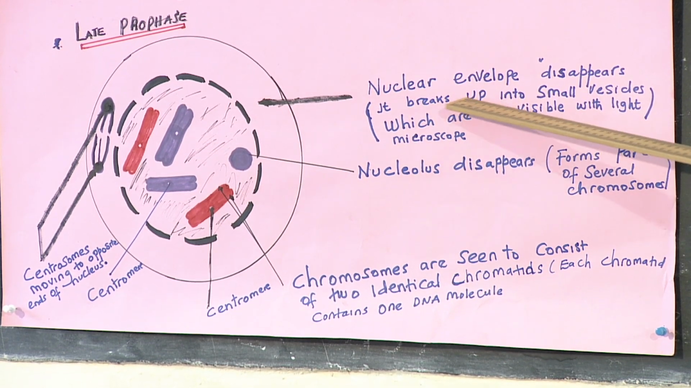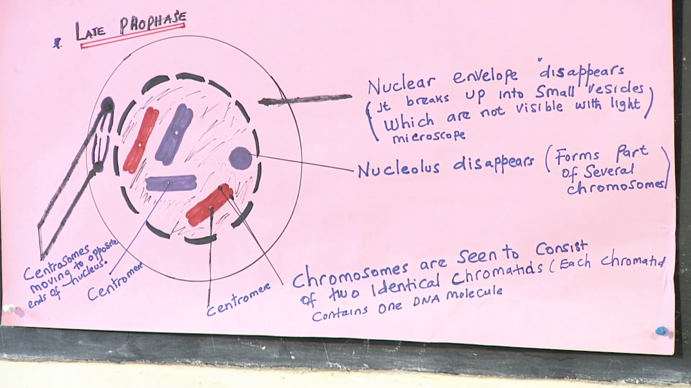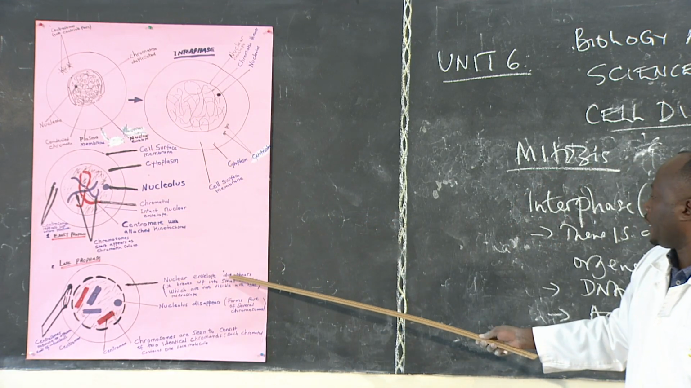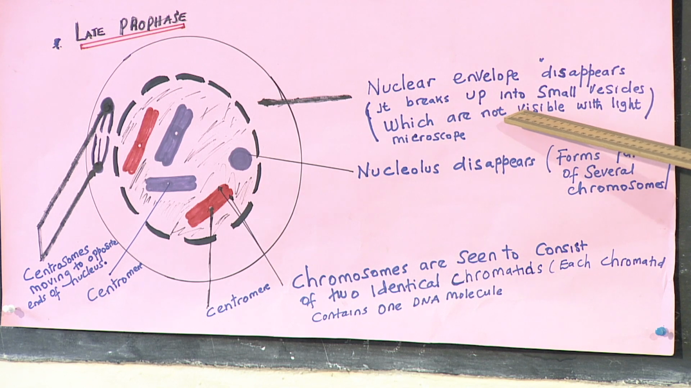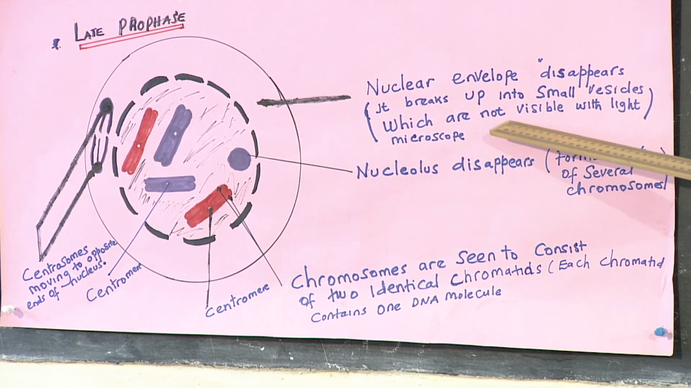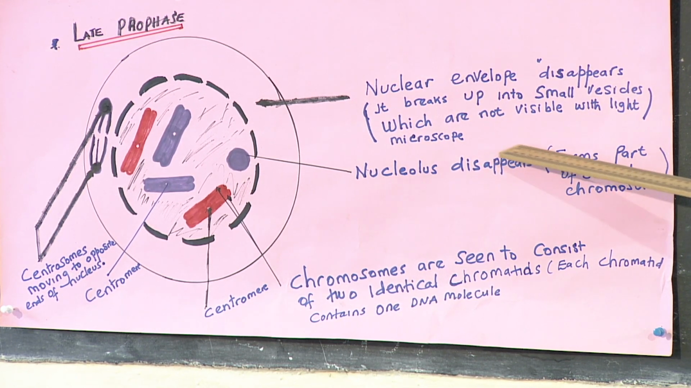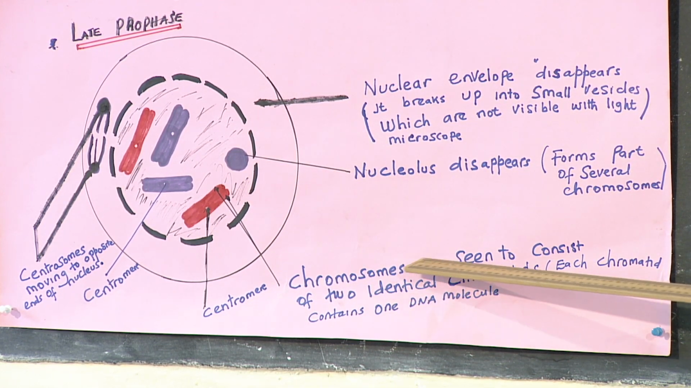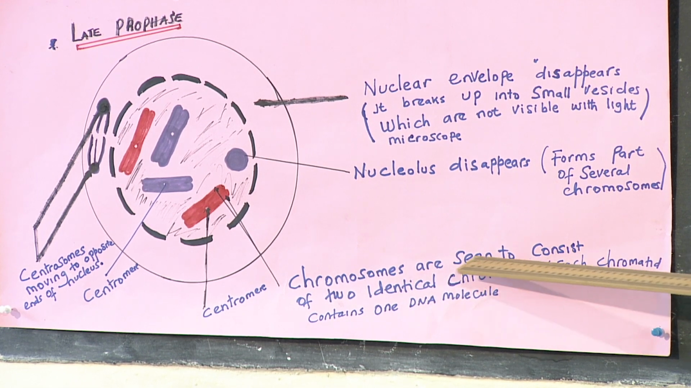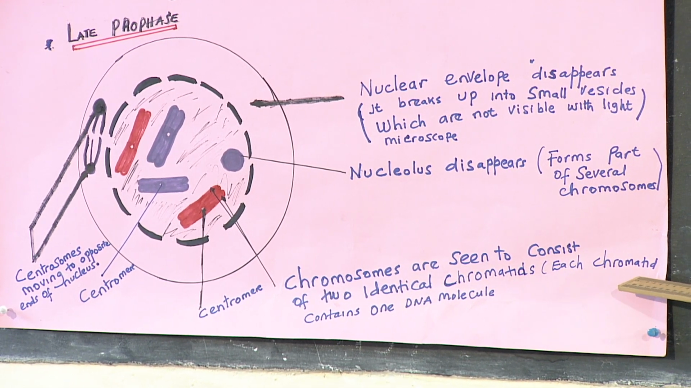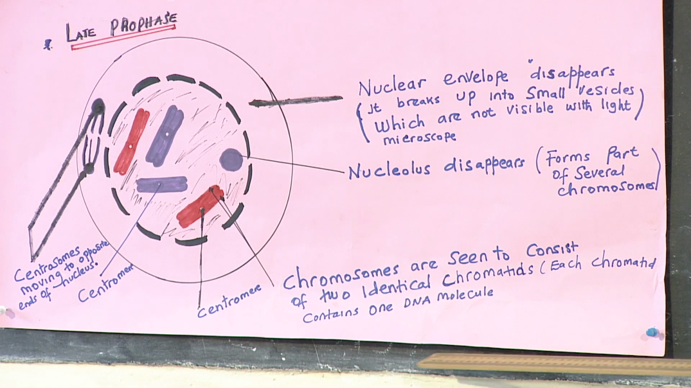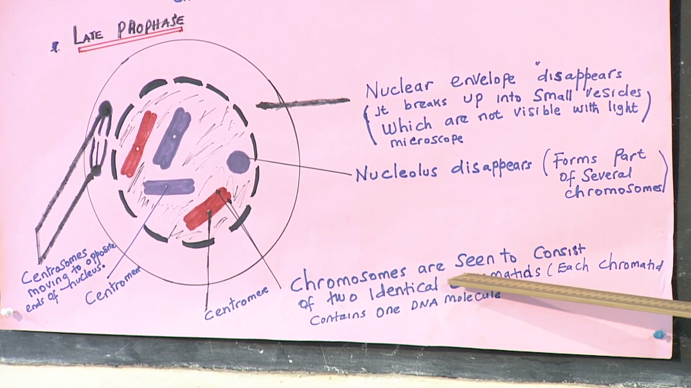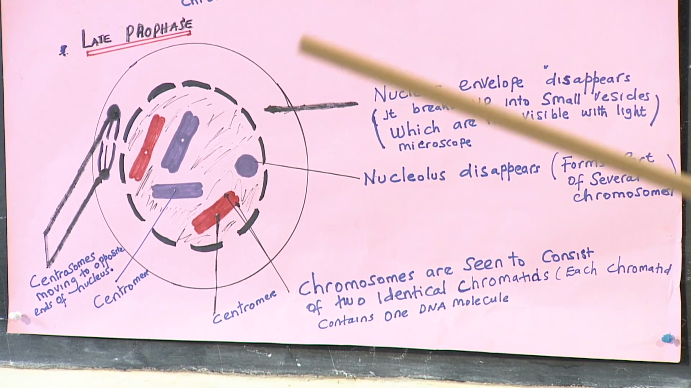The nuclear envelope that was present here starts to disappear, and it breaks up into smaller vesicles, which are not visible with a light microscope. So these start to disappear. Chromosomes are seen to consist of 2 identical chromatids, and each chromatid contains 1 DNA molecule. As I told you, one of the functions of DNA is that it is a storehouse for genetic information.